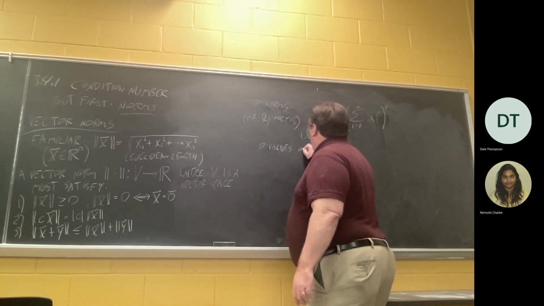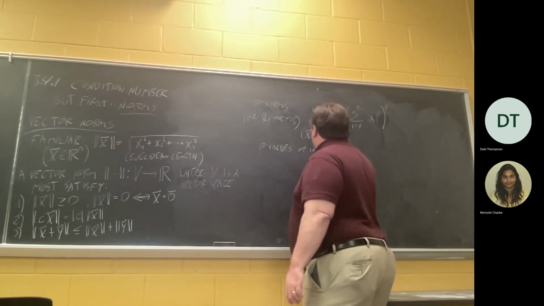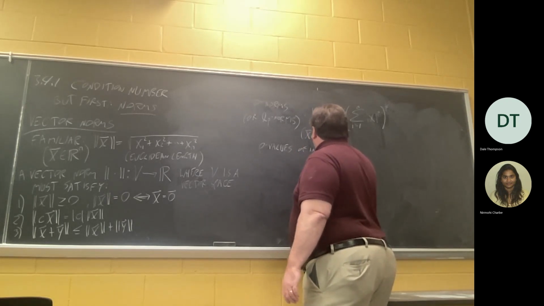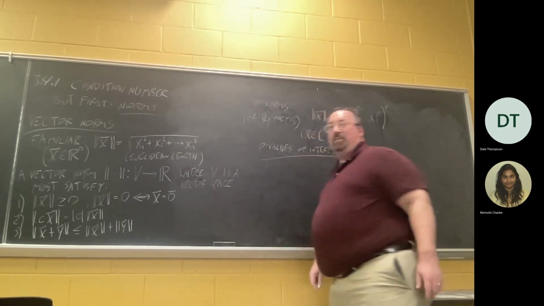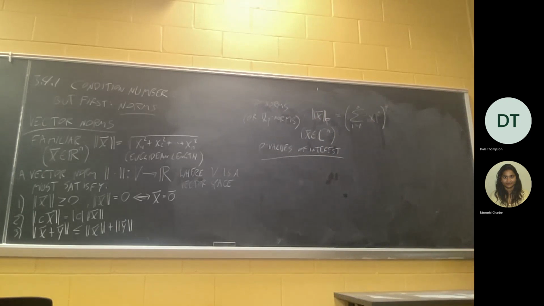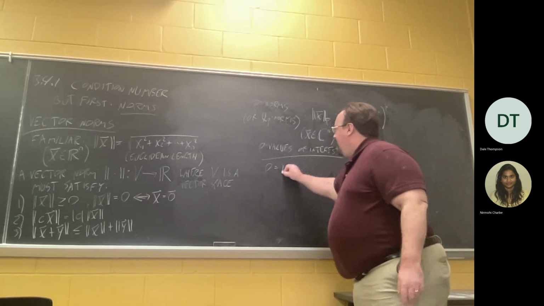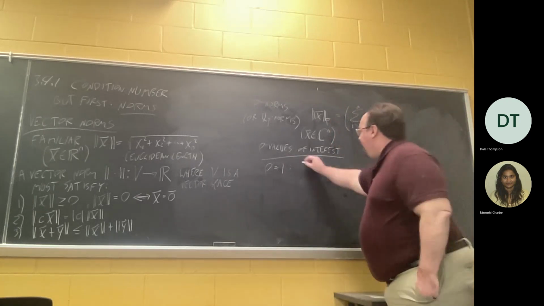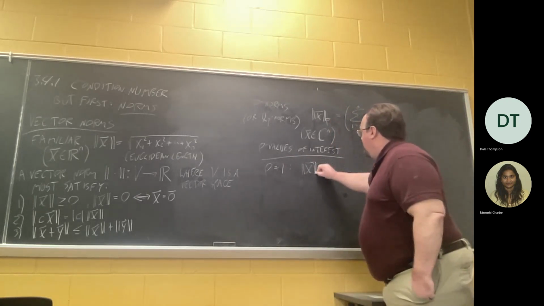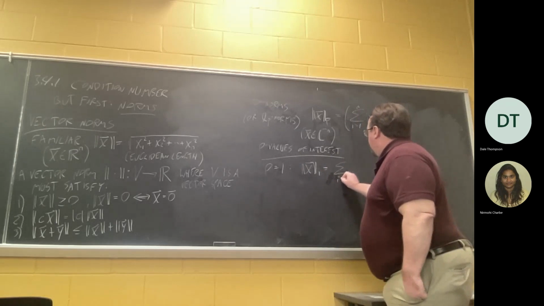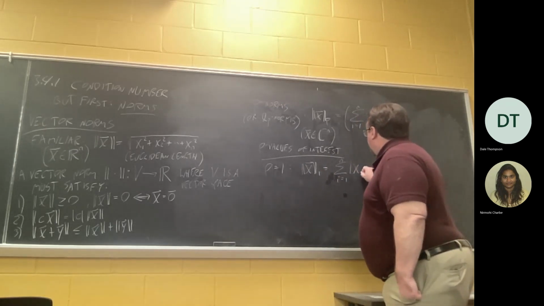Well, I probably shouldn't have written it this way, "P values of interest," because this has absolutely nothing to do with the P value from statistics. I probably should phrase that differently. P is equal to 1. So the 1 norm is just a sum of the absolute value of all the components.